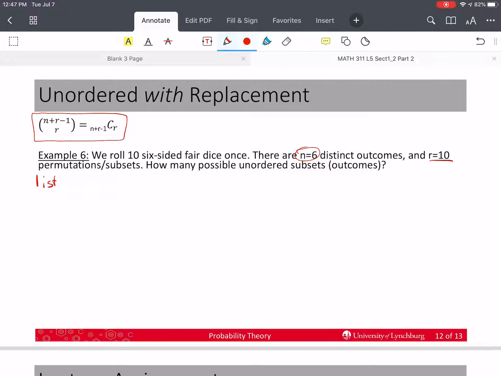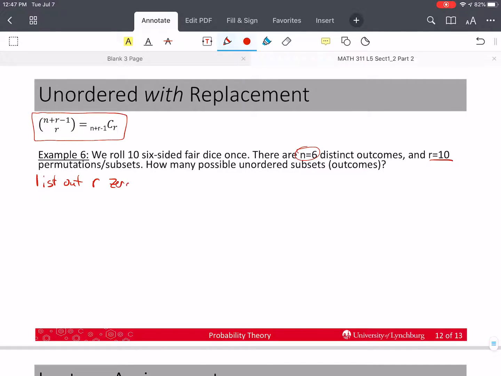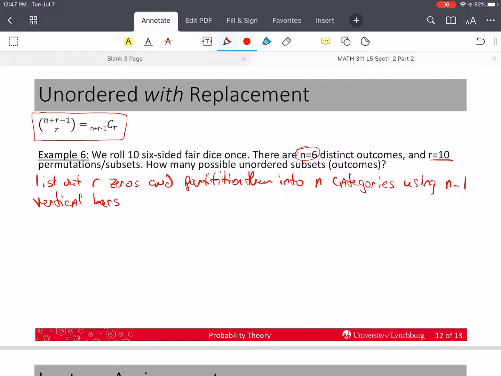So we're going to list out R zeros and separate them or partition them into n categories using n minus 1 vertical bars. So here's an example. So I have a 0 and then a bar, and this is like I've got 1, 1 from the roll of the dice. The second space is for 2s, and I don't have any because there's no 0 in there. And then the third space will be for the 3s, and I'll have 3 of those. And then I put a bar. And then I have 2 4s that were rolled. And then I have 1 5 that was rolled. And then I have 3 6s that were rolled.